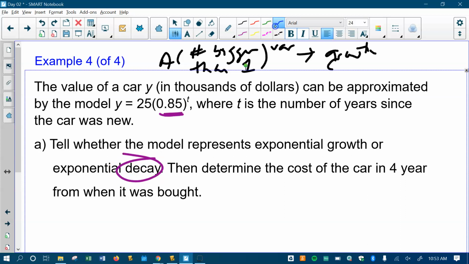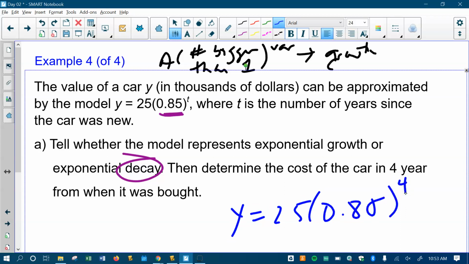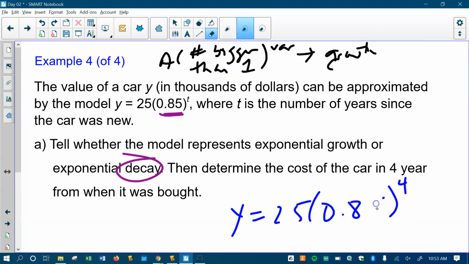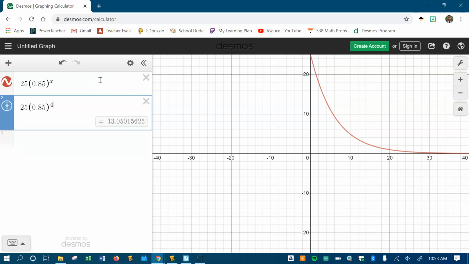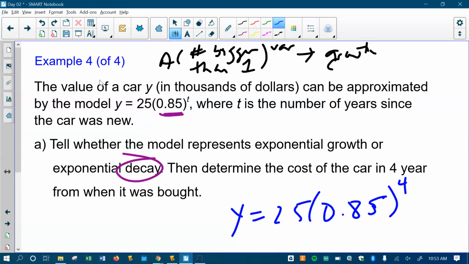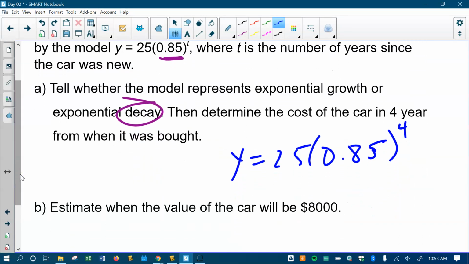Next, to determine the cost of the car, it's going to be 25 times 0.85 to the 4th power. And we'll plug that into our calculator and get whatever we get here. And we need to make sure that we put the actual units here. So this is going to be in $1,000 as our answer. What that means, and we'll talk about this a little bit more tomorrow, is that we're going to be losing 15% of the value each year. Which brings us to 13.050, which is about $13,050. The answer here is 13.